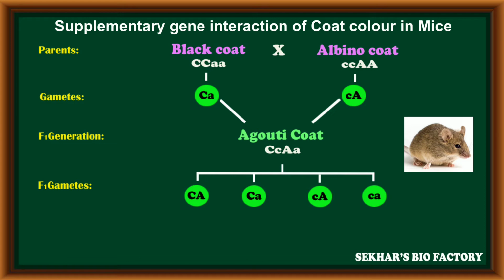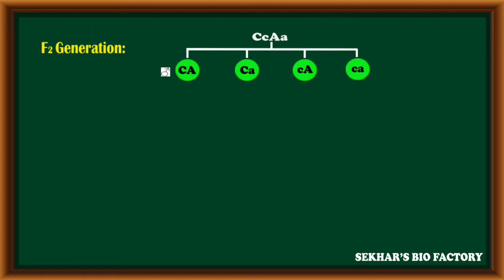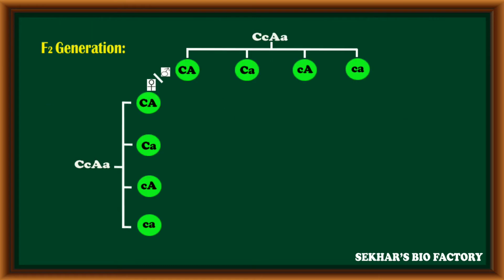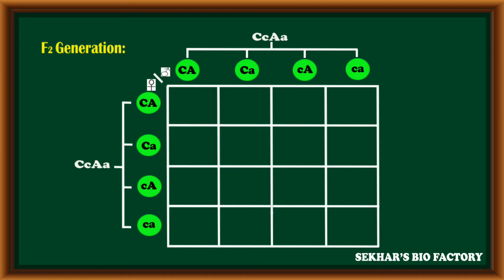Again, by conducting a cross between two agouti coat mice, the agouti mice can produce four types of gametes because of their heterozygous condition. In this, 25% of gametes are produced with the capital C, capital A allele, 25% with capital C, small a, 25% with small c, capital A, and the remaining 25% with the small c, small a alleles. These F1 gametes fuse randomly to form the F2 generation.